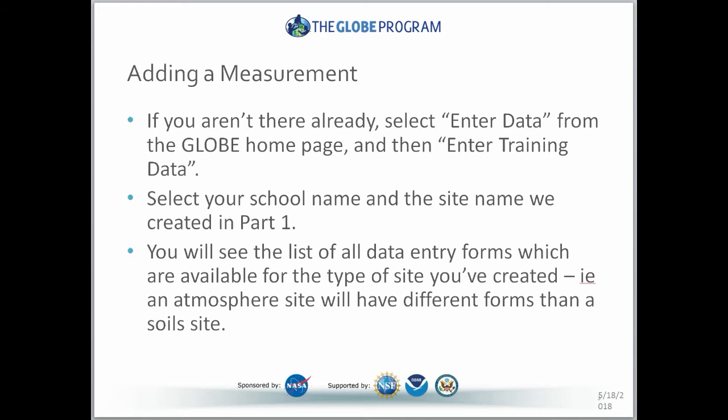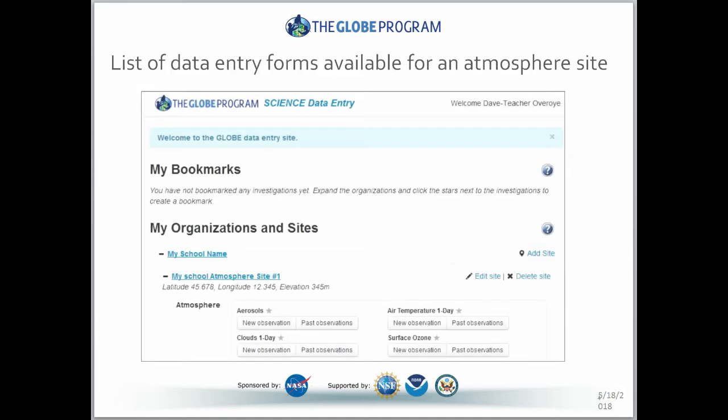So if you're not there already, select the Enter Data from the Globe homepage and then Enter Training Data. Select your school and the site that we created in part 1. As before, rather than go through this presentation, we'll go ahead and go onto the browser and do it for real.